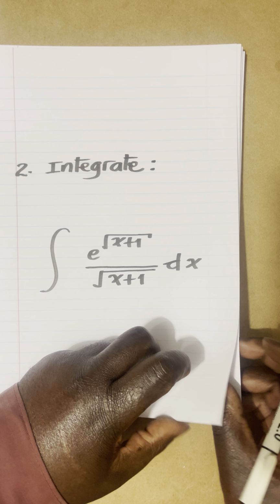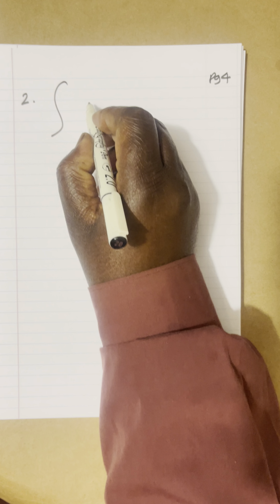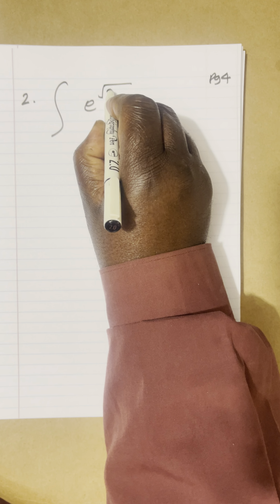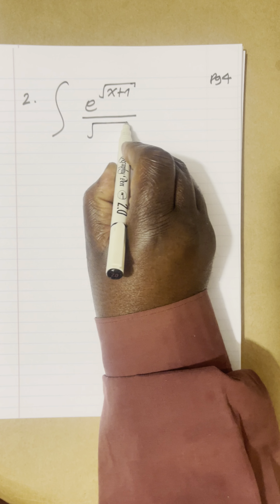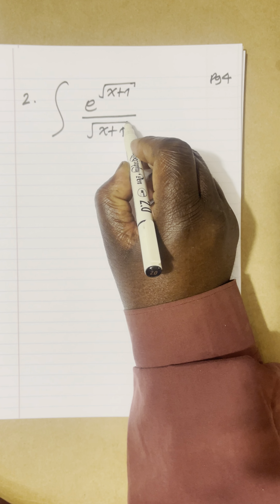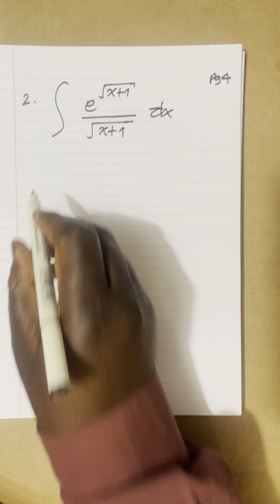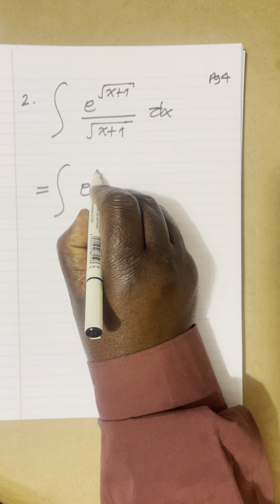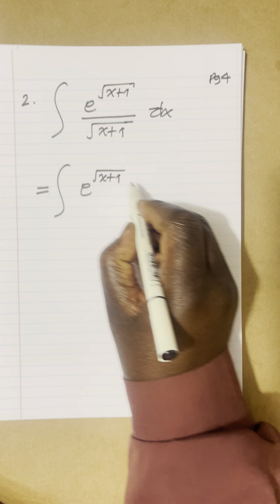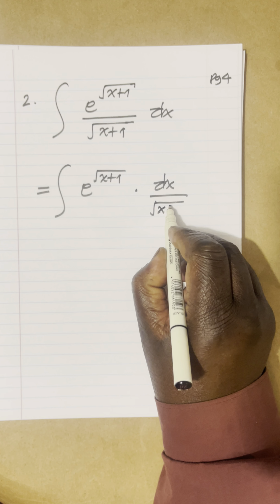How do we approach this? Page 4, the second integral. It's the integral of e to the power positive square root of x plus 1 all over positive square root of x plus 1 dx. Now the approach to this one is, let me rewrite it first. This is the same as the integral of e to the power square root of x plus 1, that's the positive square root, times dx all over positive square root of x plus 1.